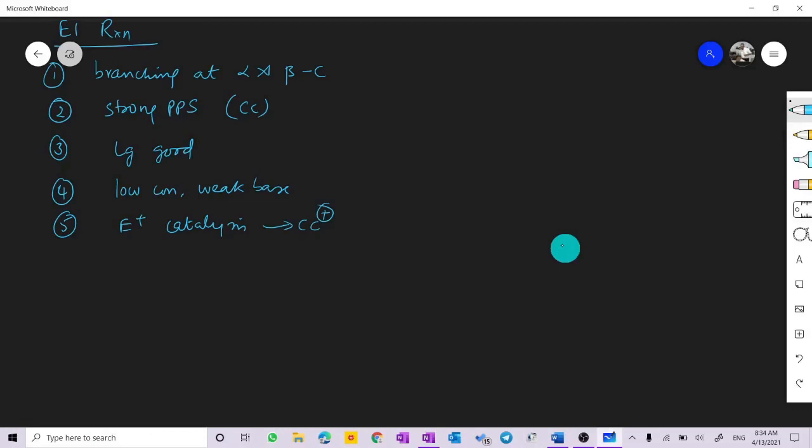Okay, so this is just to summarize the various features of the E1 reaction. E1 is again a two-step reaction. The first step is the carbocation stabilization, the second step is the base abstraction of a proton, and these are the factors which facilitate the formation of the alkene product by the E1 mechanism.